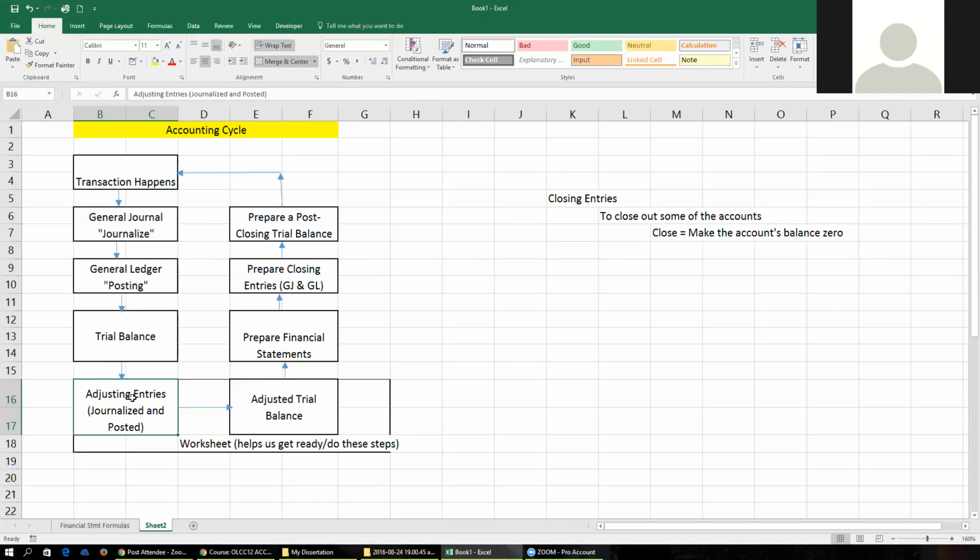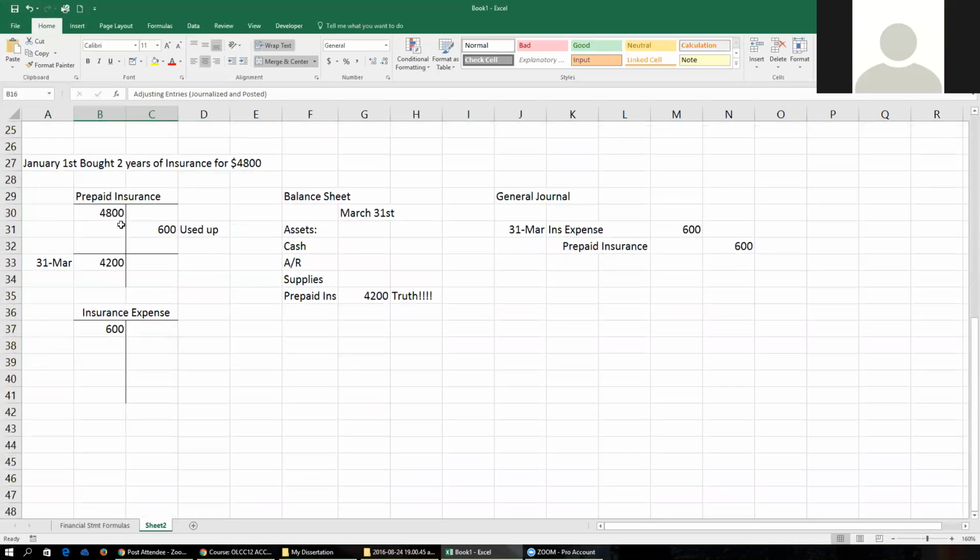That doesn't make a lot of sense yet, but they're going to adjust the accounts before they make the financial statements. So I'm going to take a little second and explain what it means to adjust the accounts. I'll scroll down here and give you a little story. January 1st, our company bought 2 years worth of insurance for $4,800. Well, that works out to $200 a month. They put the $4,800 in prepaid insurance, and there it sits.